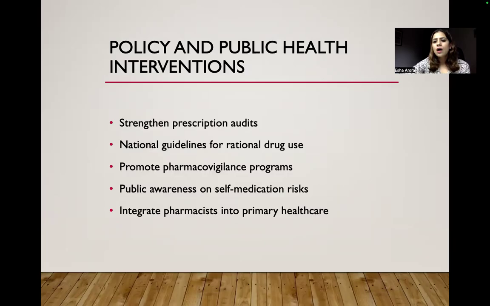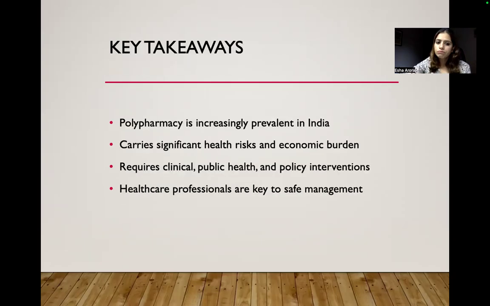Now, what can policymakers do to avoid polypharmacy? One, prescription audits can be strengthened. National guidelines can be implemented for rational drug use. Promote pharmacovigilance programs, public awareness on self-medication risks, and integrate pharmacists into primary healthcare. Because in the Indian scenario, sometimes the patient just goes to the chemist and takes the medicine and the doctor is not involved. So it is very important to involve the pharmacist as well.